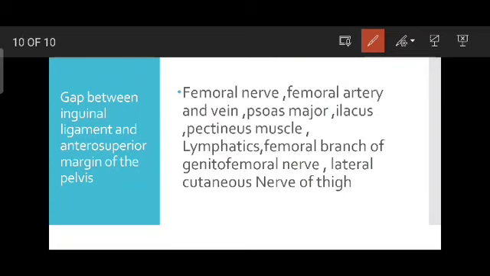Okay, this is the femoral nerve which supplies the anterior compartment of the thigh, that is sartorius muscle, rectus femoris.